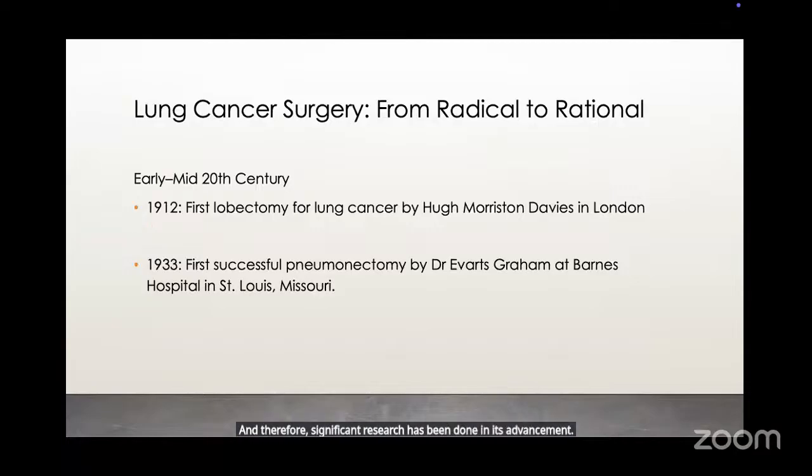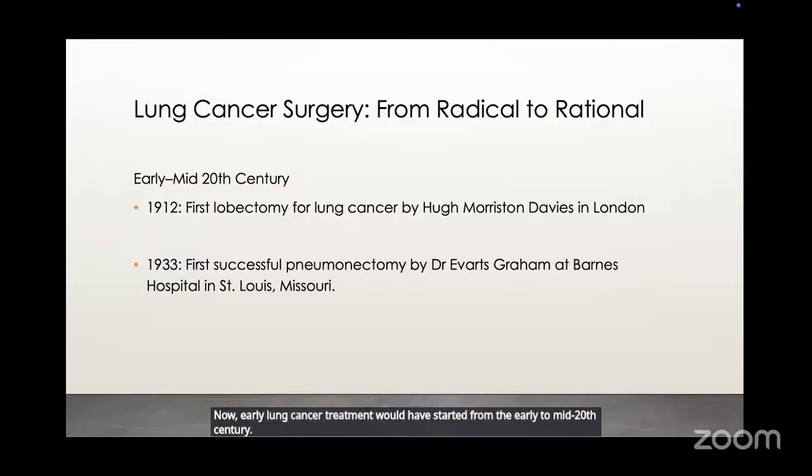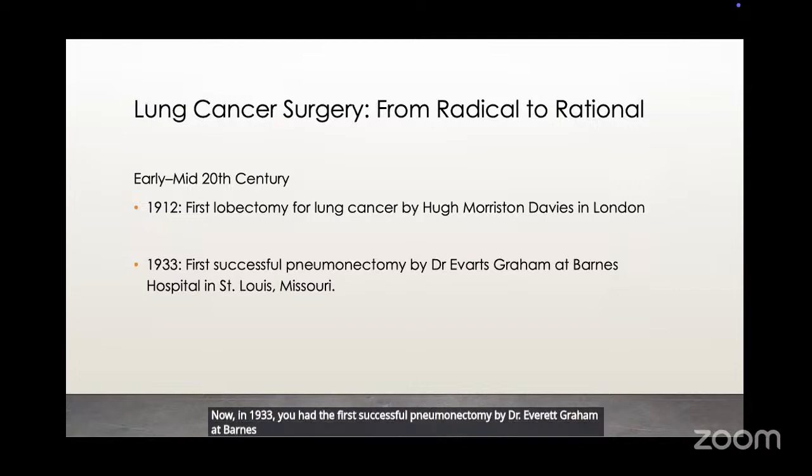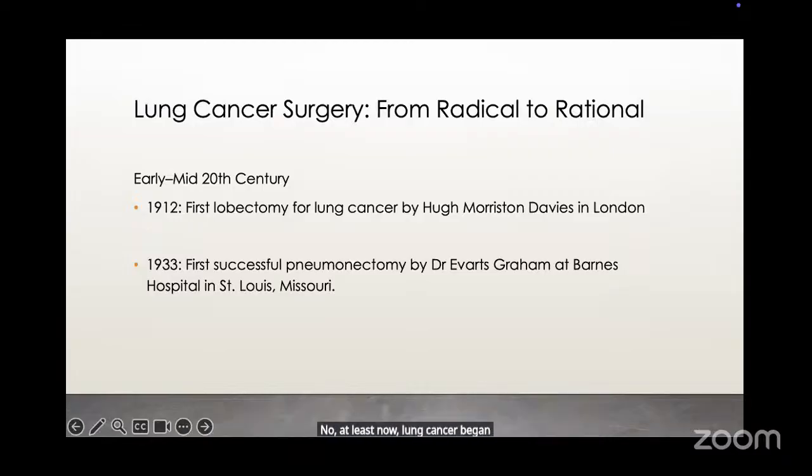Now, early lung cancer treatment would have started from the early to mid 20th century. In 1912, the first lobectomy was done for cancer by Hugh Morton Davies in London. Now, in 1933, you had the first successful pneumonectomy by Dr. Everett Graham at Barnes Hospital in St. Louis, Missouri.